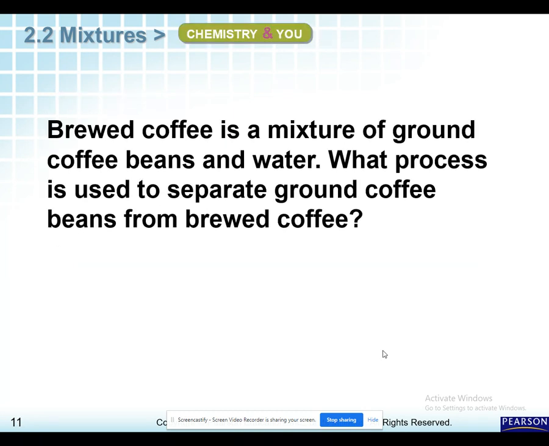So brewed coffee is a mixture of ground coffee beans and water. What process is used to separate ground coffee beans from brewed coffee? Hopefully you've been paying attention. Let's see what you come up with.